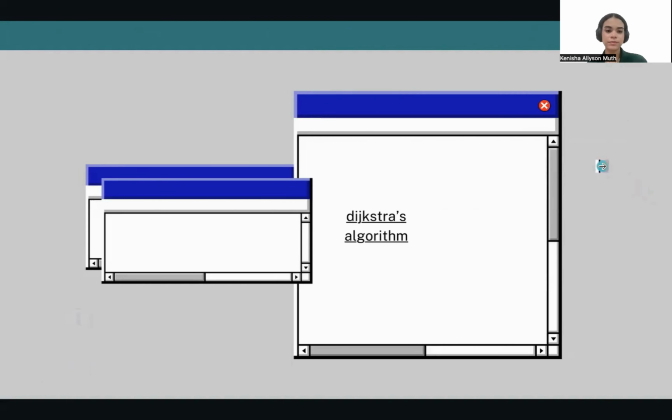Now let's have an example. I'm going to teach you how to run Dijkstra's algorithm on a weighted directed graph. Again, Dijkstra's algorithm tells you the shortest distance from one node to every other node in the graph. This differs from Prim's and Kruskal's, which result in minimum spanning trees. So let's use the following graph for our example.